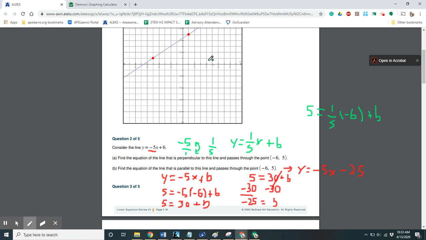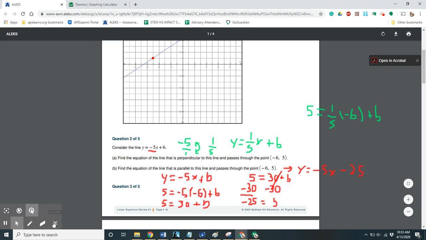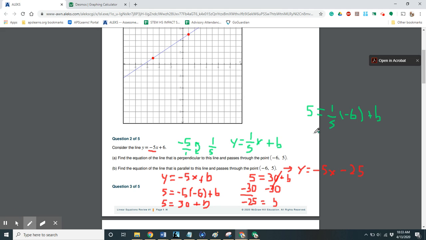So I'll multiply 1/5 times -6. Try to do fraction, -6/5. So 5 is equal to -6/5 plus b.